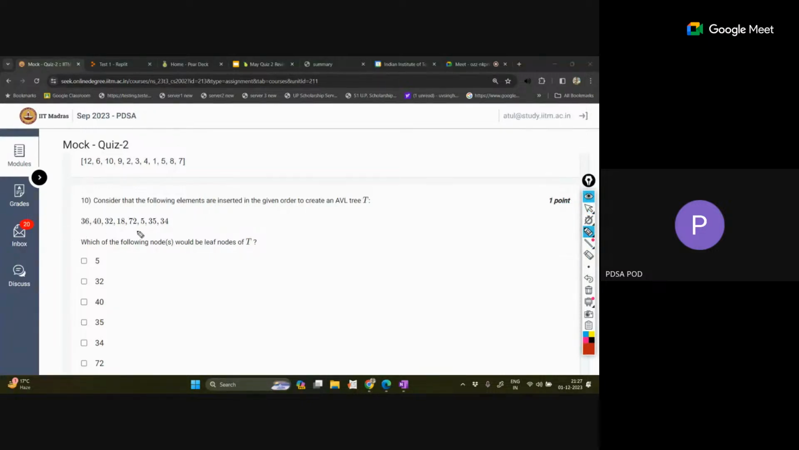Okay, so here one sequence is given. We are creating the AVL tree for this given sequence, and after that we will look at what elements are coming on the leaf in the final AVL tree.